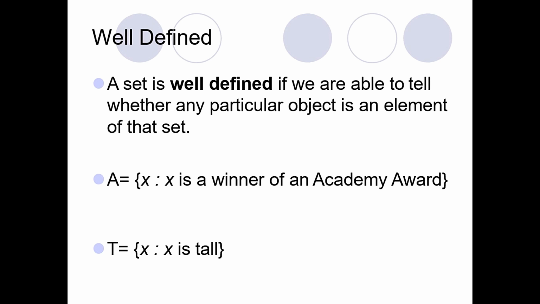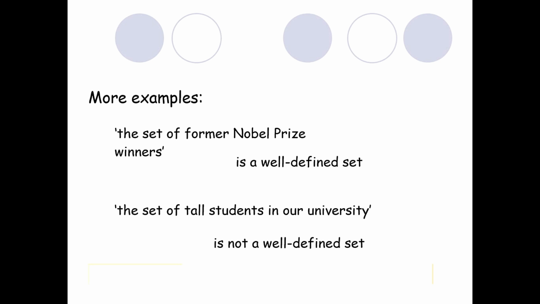Alright? So, the first set we consider as a set, but the second set is not considered a well-defined set. Okay? So, that is our difference between a well-defined set and a not well-defined set. Alright, now more examples. The set of former Nobel Prize winners is a well-defined set. The set of tall students in our university is not a well-defined set because you cannot consider what the standard is for considering a student to be tall.